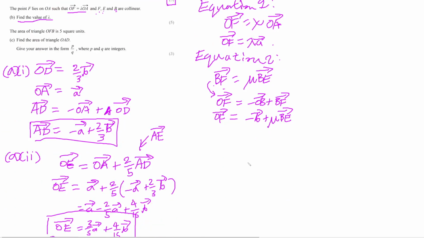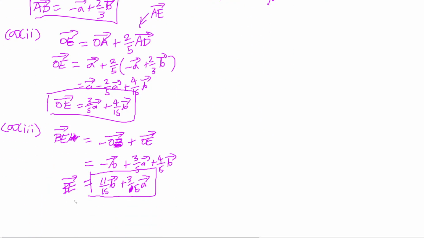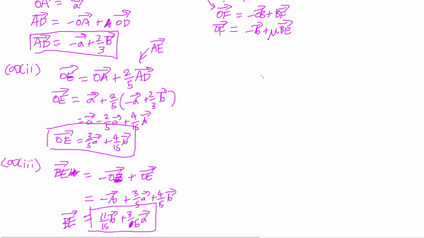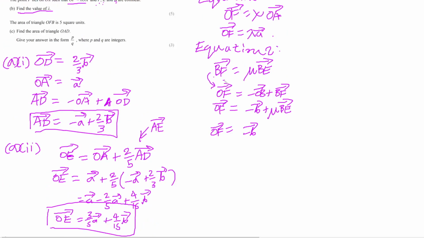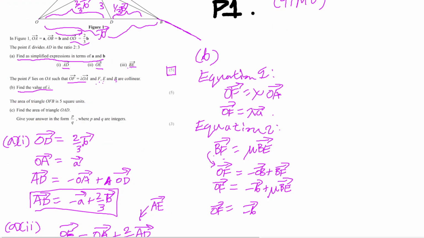And we want to gather a little more information about this, and it's helpful to us that we've actually found an expression for BE in terms of B and A already. So let's write that out. BE is 11 over 15 times the B vector plus 3 over 5 times the A vector. OF equals minus B, going from B to O, and then hang on. Oh, wait, give me a moment. I think I may have done something wrong.